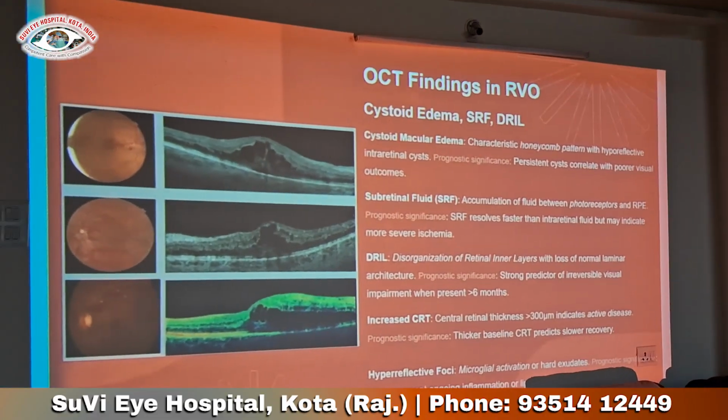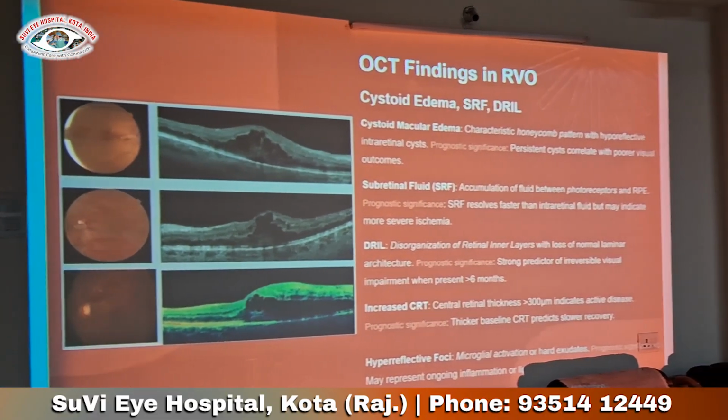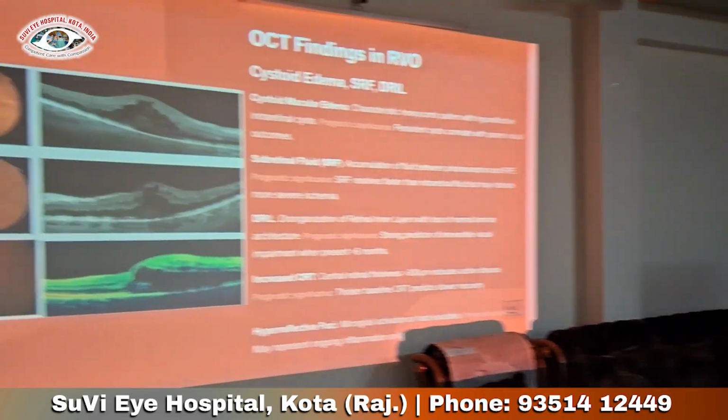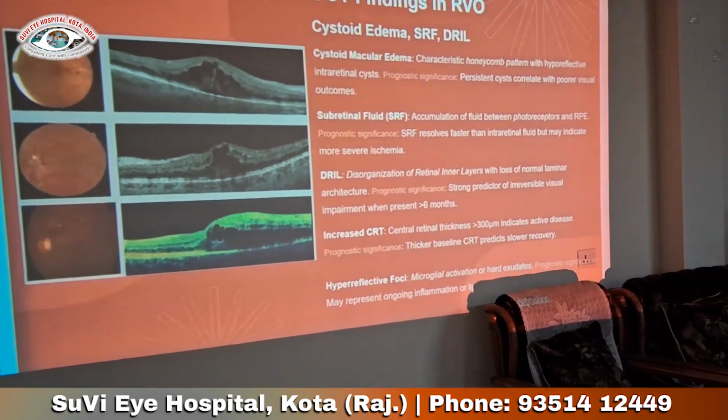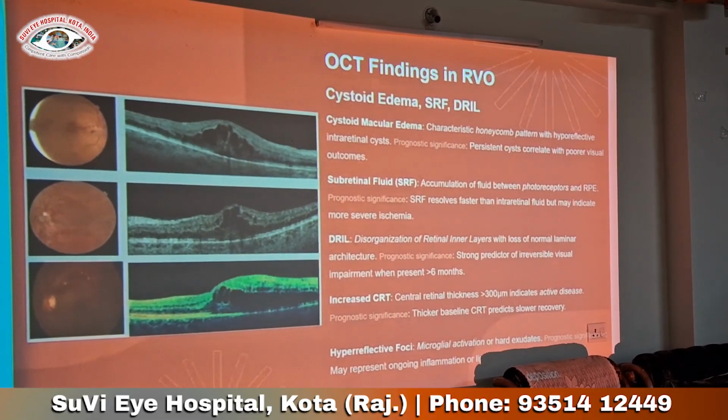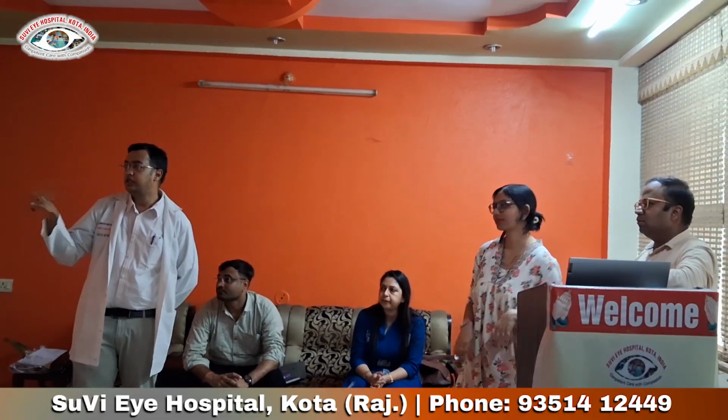And what are the other prognostic markers? What about the ELM, EZ line, and ISOS, if it is continuous? The disruption of the ISOS junction is also a bad prognostic marker in OCT. And sometimes you see a presence of foveal bulge in cases of retinal vein occlusion. Is it a good prognosis or a bad? Foveal bulge is a good prognosis.